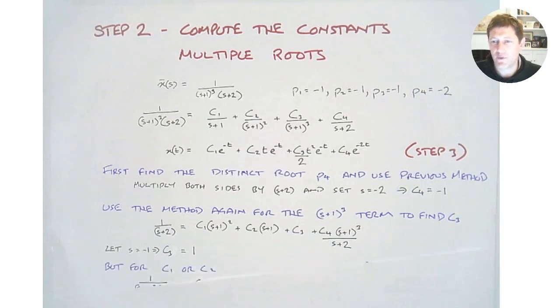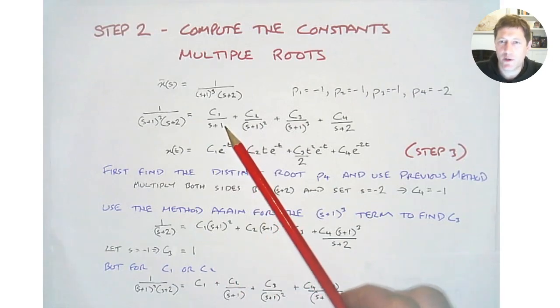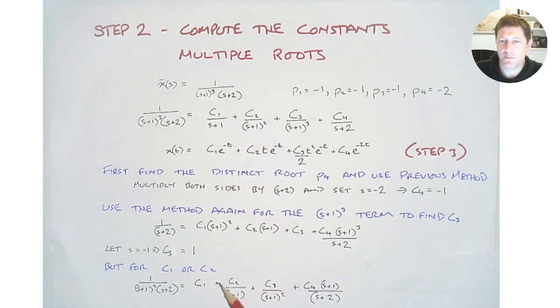But it's not the same for c1 or c2. So let's take an example for c1. If we were multiplying by s plus 1 in an attempt to get c1, we can do that. So we've multiplied left and right sides by s plus 1, so this becomes s plus 1 squared. c1 is on its own, which looks good, but here we've got c2 over s plus 1, here we've got c3 over s plus 1 squared, and here we've got c4 with s plus 1 over s plus 2. And now here's the problem.